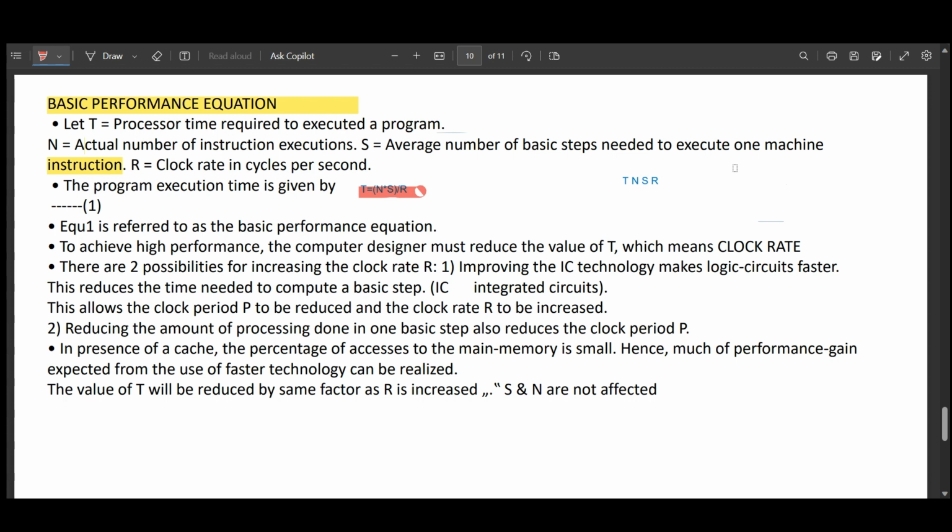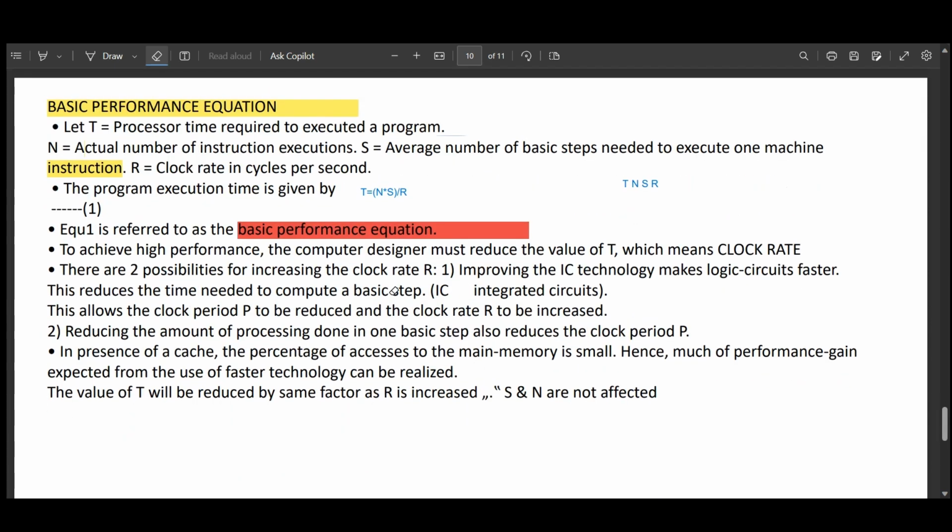So let's see what this equation explains. This is what is called the basic performance equation, T equals N into S by R. So when T has to be decreased, the divisor R has to be increased, right? When the computer performance increases, the time required to execute the program is reduced. So to reduce the value of T, we will increase the clock rate. I hope you understood till here. The main motive is simple, don't get confused.